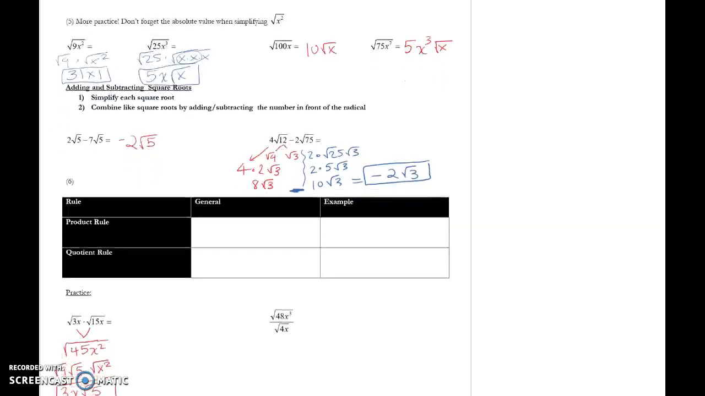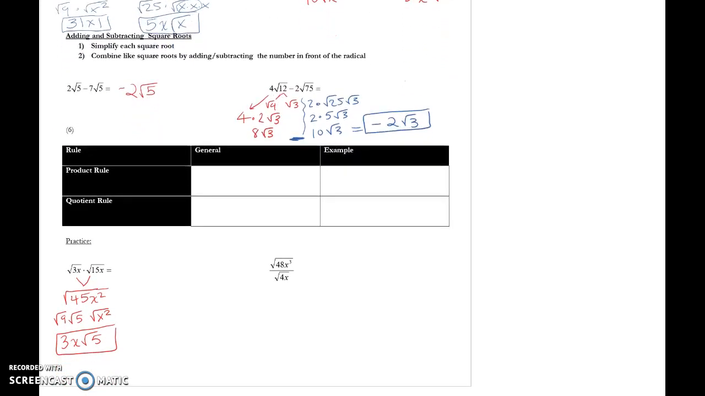Okay, next up, we have our product rule, which states that if I have a product a times b, then I can take the square root of one of the factors, a, and the square root of the other factor, b, and multiply them. For instance, if I have root 8 times root 2, that's the same thing as the square root of 16, which is 4.